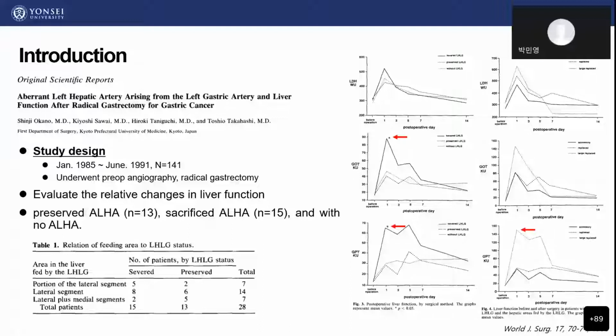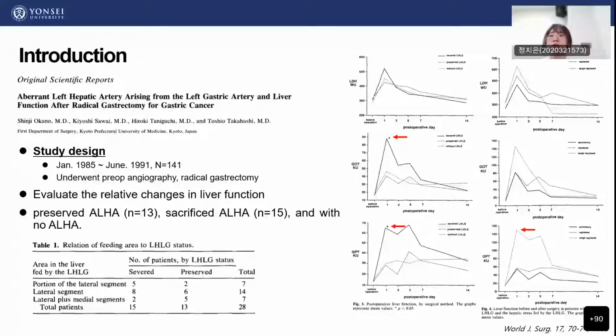The change was greatest in aberrant left hepatic artery sacrifice group, and there was a significant difference in GPT level changes between aberrant left hepatic artery preserved and sacrificed group. They also compared the relation between the aberrant left hepatic artery feeding area and postoperative liver function in sacrificed group.